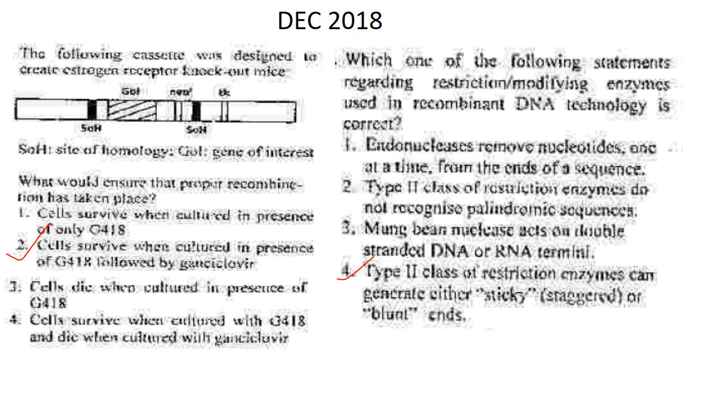The next one. Which one of the following statements regarding restriction modifying enzymes used in recombinant DNA technology is correct? Endonucleases remove nucleotides one at a time from the ends of a sequence. No, not from the ends but from within the sequence. Then, type 2 class of restriction enzymes do not recognize palindromic sequences. They recognize palindromic sequences. Mung bean nuclease acts on double-stranded DNA or RNA termini. That is also not correct. Type 2 class of restriction enzyme can generate either sticky or blunt ends. That is correct. So answer here is option 4.